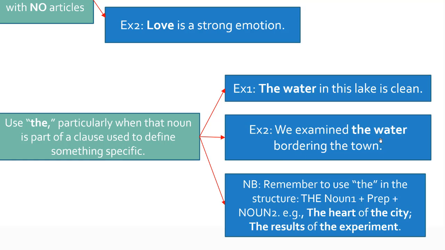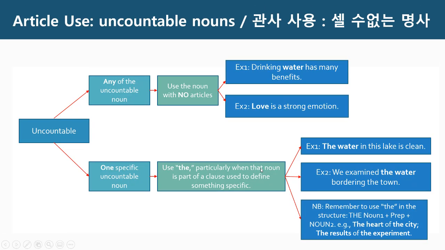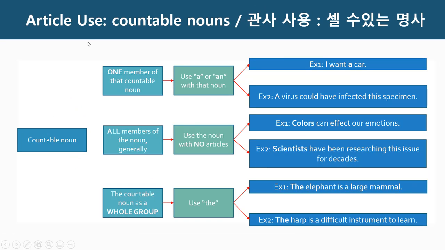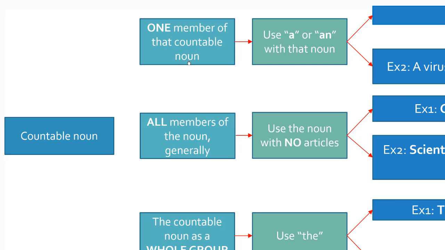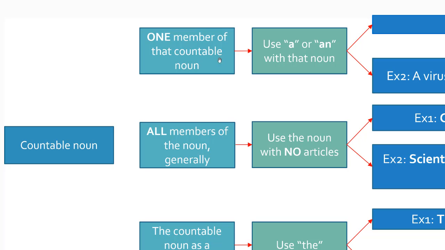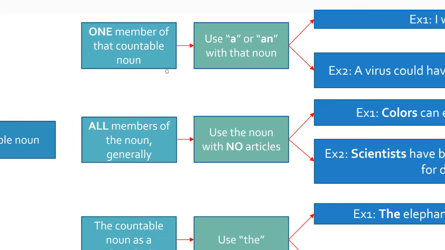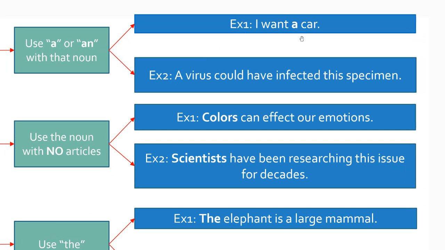We examined the water bordering the town. Which water? The water bordering the town. Okay? So a simple chart. And as far as countable nouns, choose which member of that countable noun, or if you're referring to one member, use a or an. So I want any one of these. I want a car. I don't want that car. I want a car, any car.